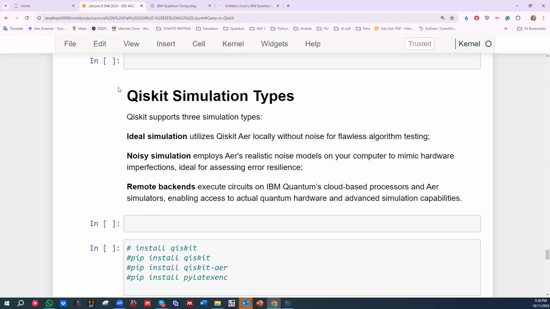So we can divide or group all possible Qiskit simulations into 3 groups, or types. Type 1 is ideal simulation, which means you have some circuit and you do the eigenstate simulation without any noise. This type of simulation you can do on your local computer. You don't need to send this simulation to IBM's backend, so you do this simulation on your computer.